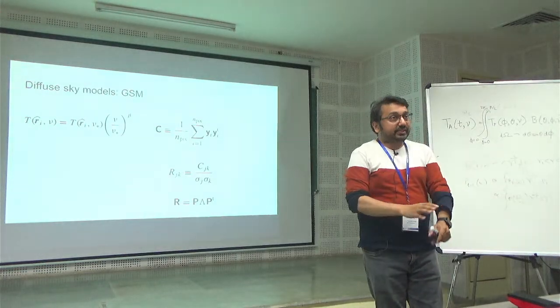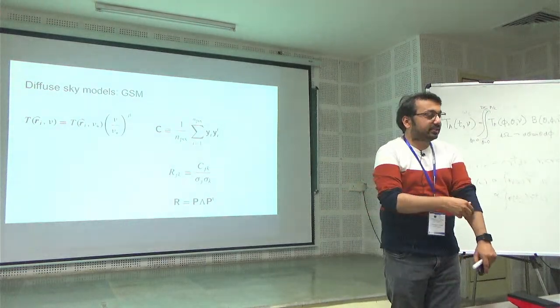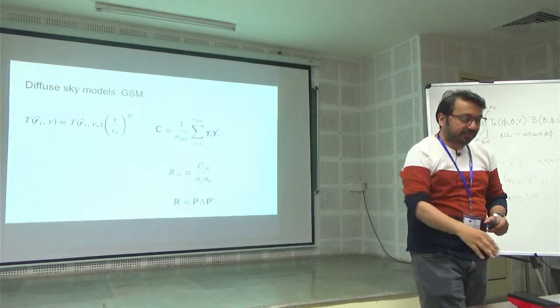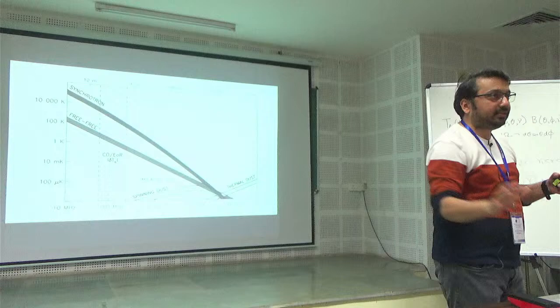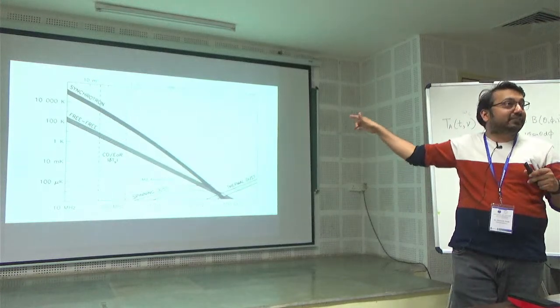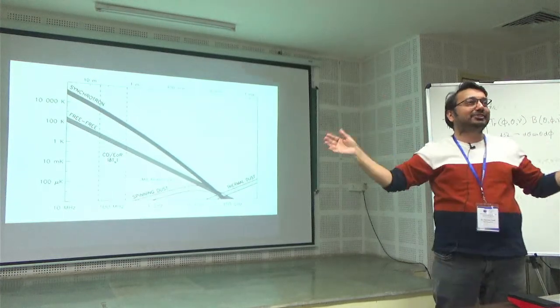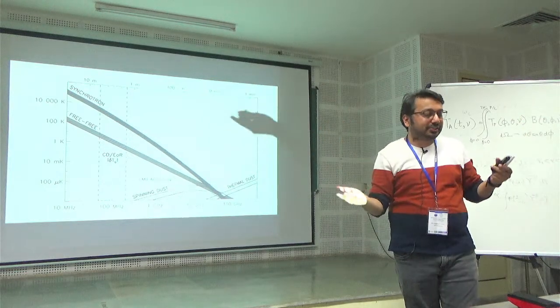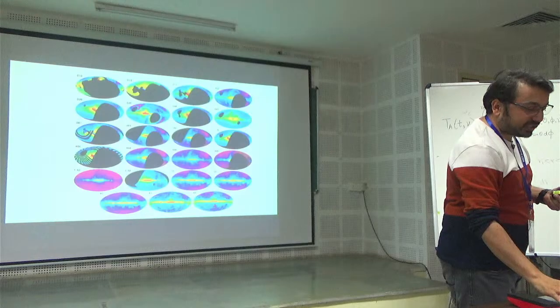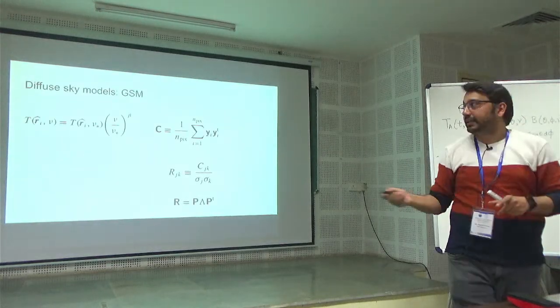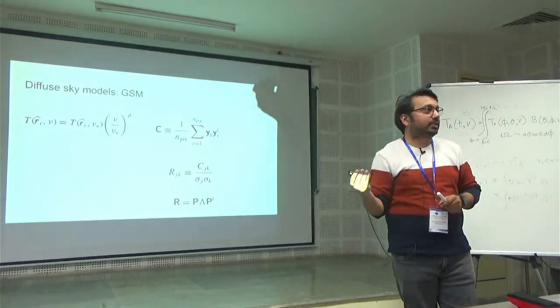But as I said, the spectral index is not constant, and different ranges of these frequencies actually have very different properties, even within synchrotron. So again, it's not monolithic. It has different energy distributions. It has different spatial variation. So this method very quickly was realized to be not so accurate.